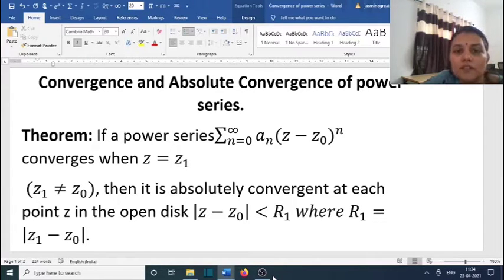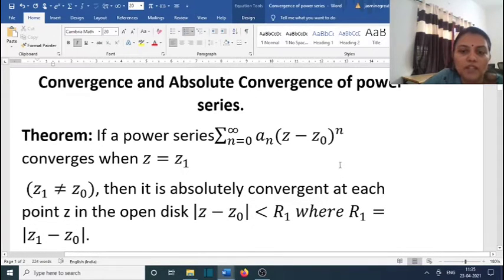First, the convergence and absolute convergence of power series. We have a theorem. If a power series sigma n equal to 0 to infinity a_n (z minus z0)^n converges when z equals z1, z1 not equal to z0, then it is absolutely convergent at each point in the open disk |z minus z0| less than r1, where r1 is equal to |z1 minus z0|.